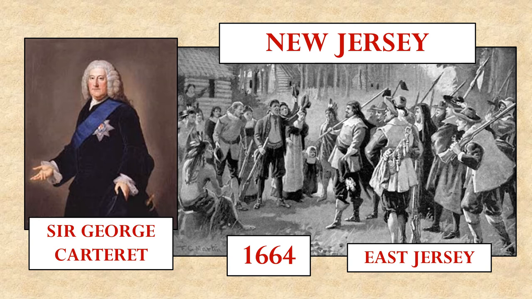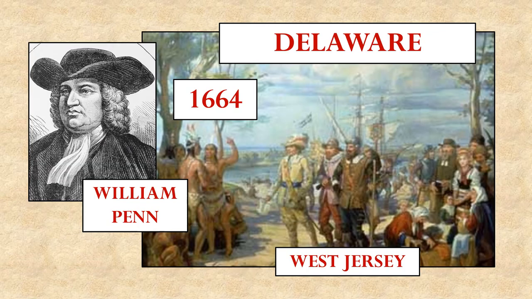Other areas that were claimed by the Dutch that were turned over to the English would become what we now know as New Jersey and Delaware. Part of this region, what they called East Jersey, was assigned by Charles II to his good friend, George Carteret, who in 1664 founded the English colony of New Jersey. The other part was assigned to an important Englishman named William Penn.